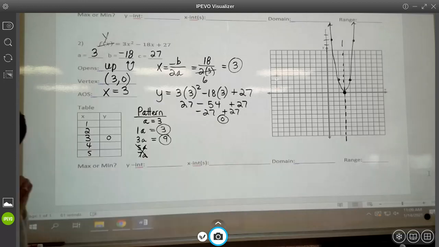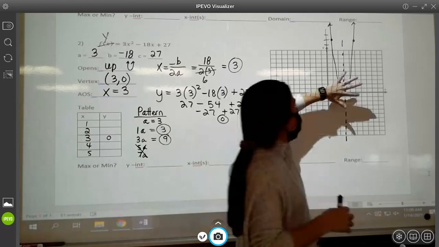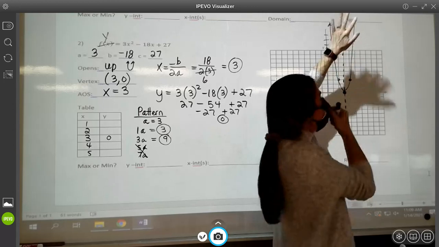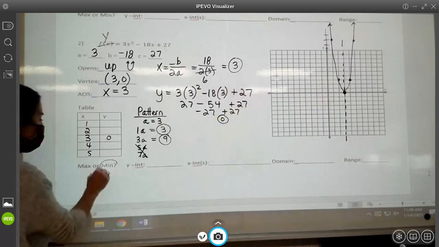All right, let's fill in some information. Does this parabola have a max or a min? Well, guys, I can see this parabola. It's going to go up, and it's going to get big and go on forever. So it doesn't have a max, but it definitely has a low point, a minimum.